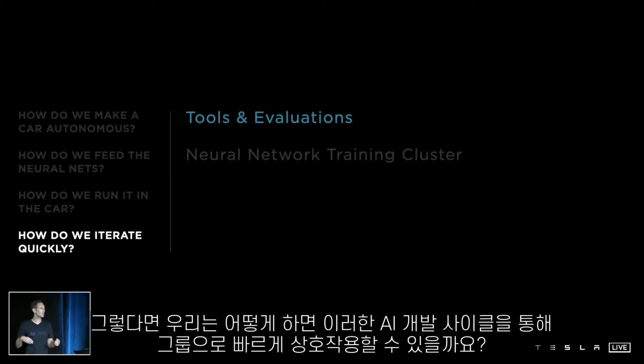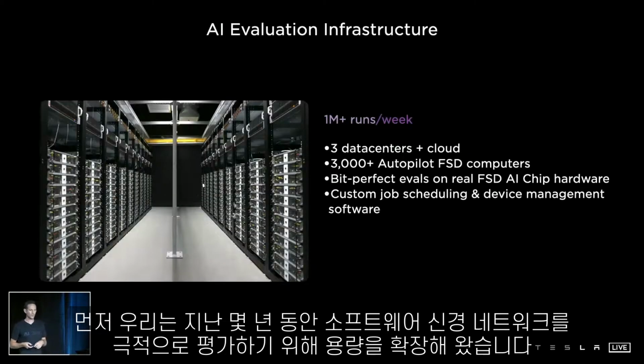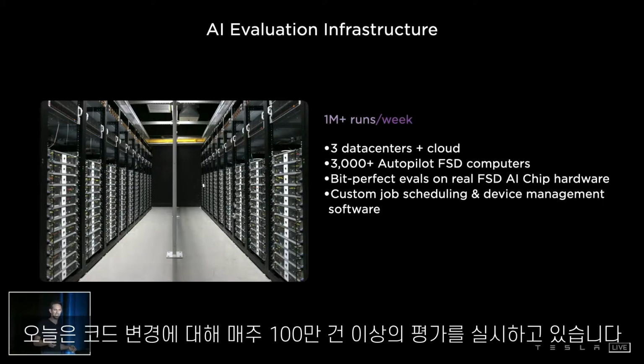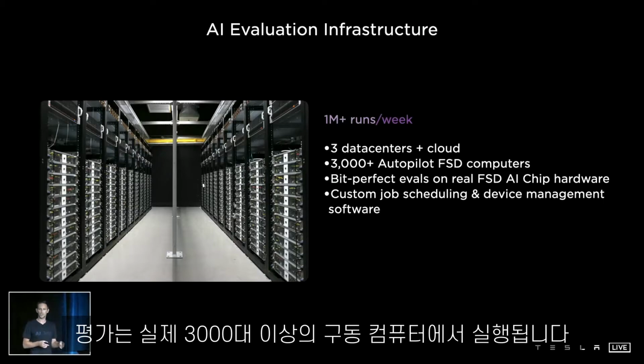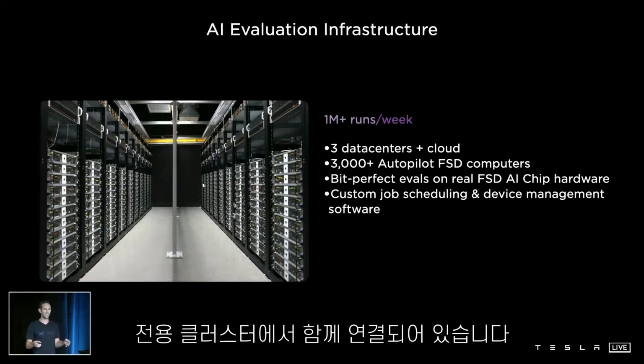So how do we iterate quickly together as a group through these AI development cycles? Well, first, we have been scaling our capacity to evaluate our software and neural networks dramatically over the past few years. And today, we're running over 1 million evaluations per week on any code change that the team is producing. And those evaluations run on over 3,000 actual full self-driving computers that are hooked up together in a dedicated cluster.